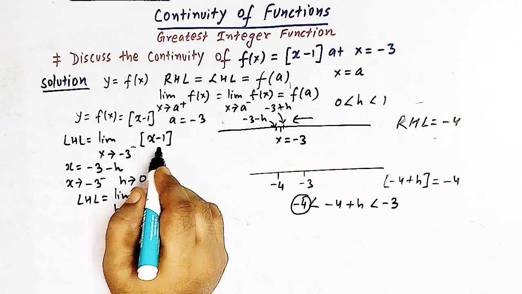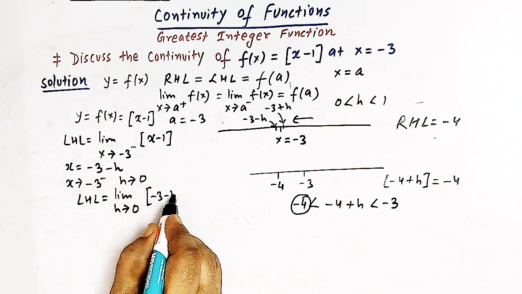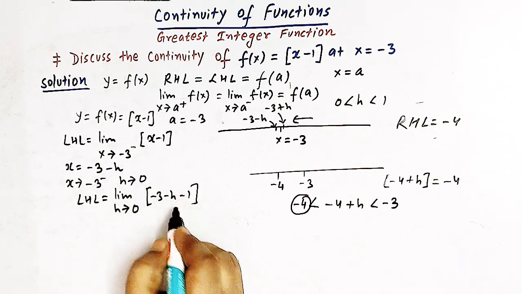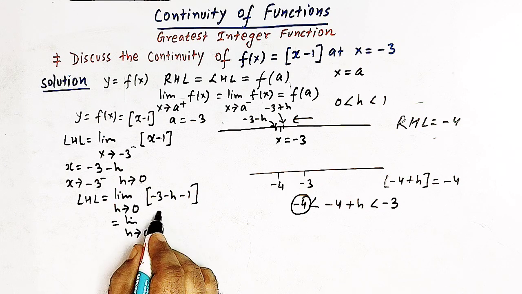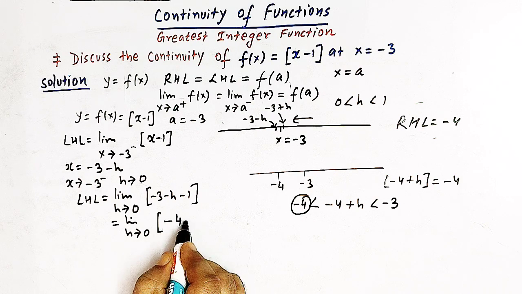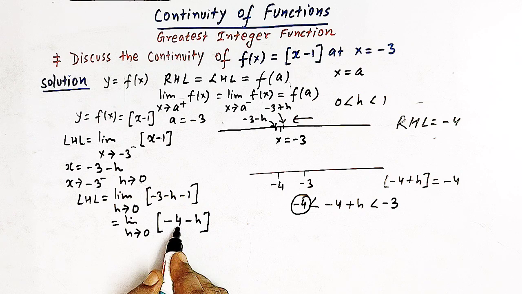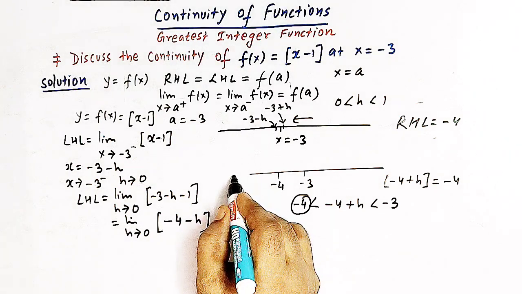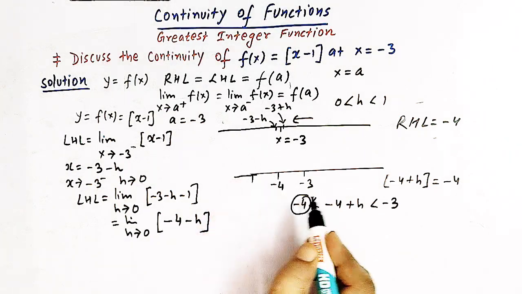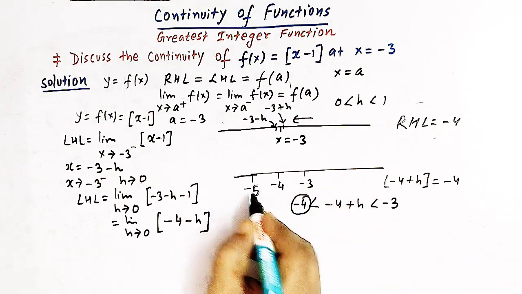We have greatest integer of x minus 1. x is minus 3 minus h, and here we have minus 1. So we have limit h tends to 0, greatest integer of minus 4 minus h. So minus 3 minus 1 is minus 4, and this is greatest integer of minus 4 minus h, right? Okay. So now again let us consider this real number line, and here we have minus 5.